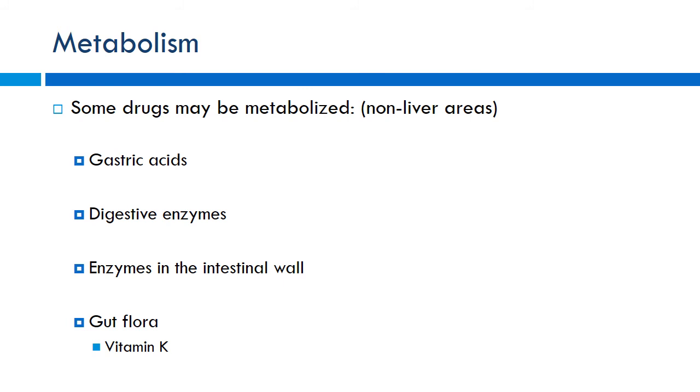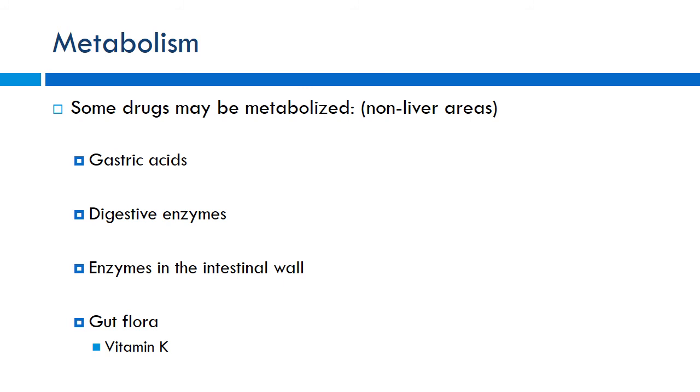Digestive enzymes can be important here as well. That's why we can't give insulin via the oral route. Insulin, we said, is a protein, and it just gets broken down by proteases. So that's why we can't give proteins orally. We always have to give them via injectable for the most part. There are some inhaled insulins, but we don't really like those that much. Sometimes enzymes in the intestinal wall matter, and gut flora is also really important.